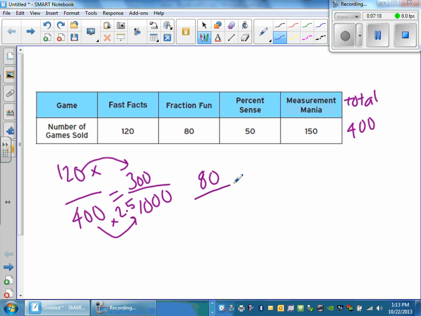Fraction Fun, they ordered 80 out of 400. Now again, you're looking for 1,000 games. How many Fraction Fun games do you need? Well, our going between number is still going to stay 2.5. So we just have to multiply the top by 2.5 also. You need to go through and find out how many of the last 3 games they should buy, and then when you're done, press play.